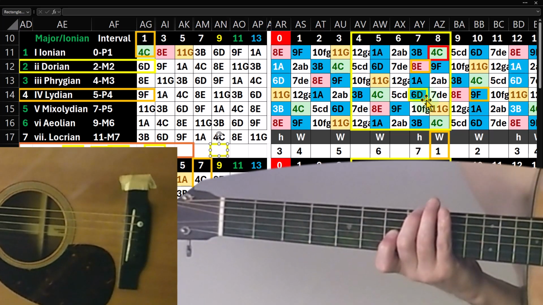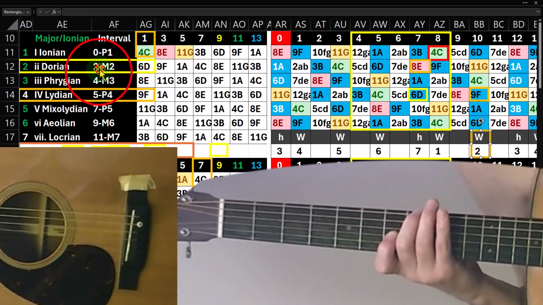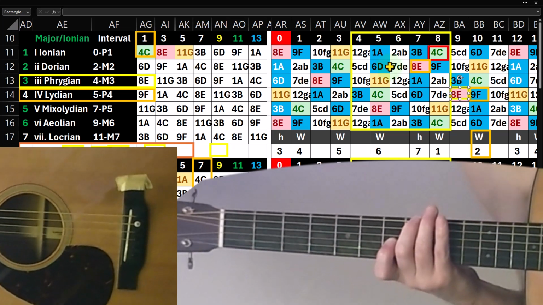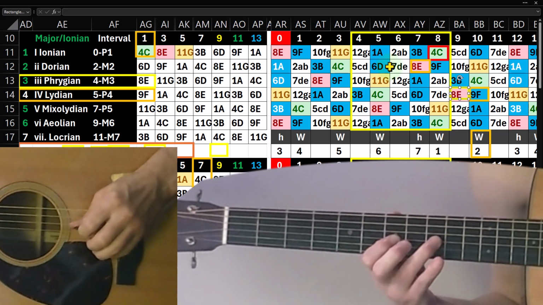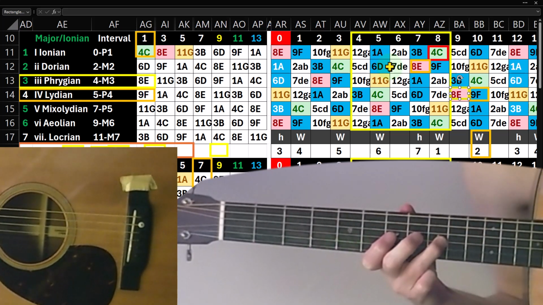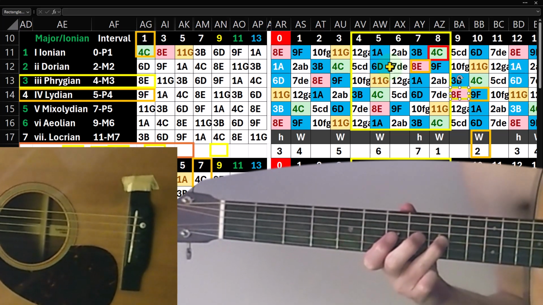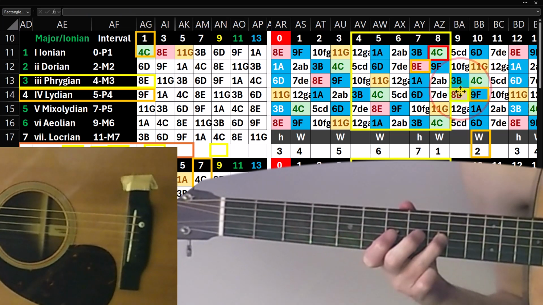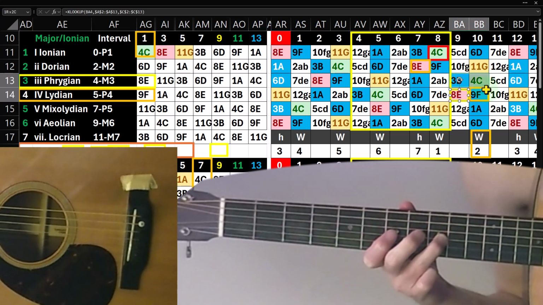So now we're going from the second to the third, which is a whole step. Second to the third is a whole step. And so we're going from the D to the E. So that brings us to the third. That goes from the Dorian to the Phrygian. The Phrygian's at the basement of the box or house.